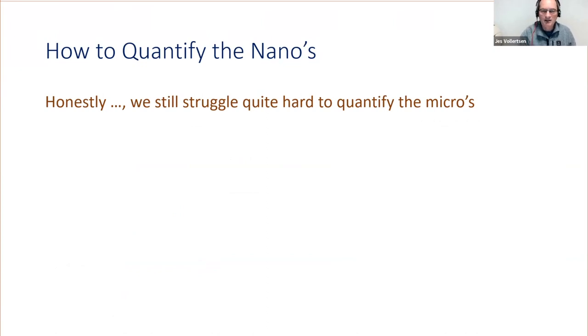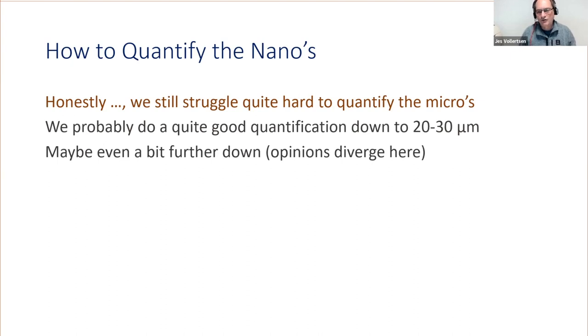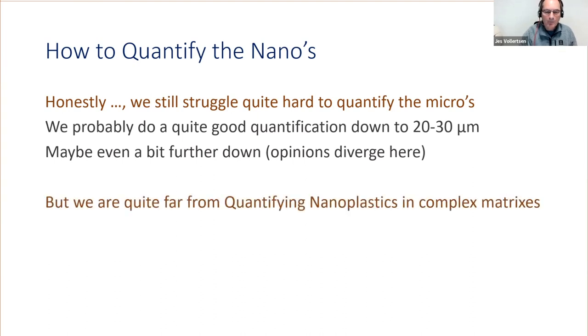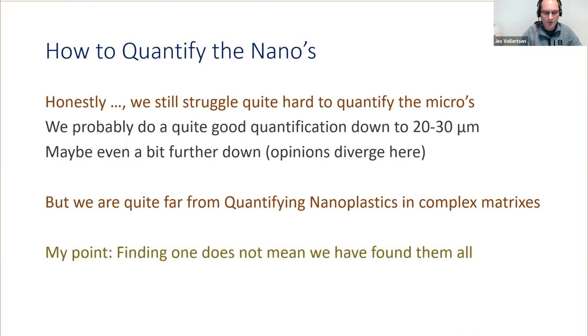We can do it down to a certain limit, maybe these 20 to 30 micrometers, maybe a bit further down, maybe 10 micrometers. But below that, we really get into problems in terms of quantification, not detection. We can always see smaller particles, but we cannot quantify how many there are. And quantifying nanoplastics in complex matrices, forget it. We're not able to do that, and nobody has been able to trustworthily quantify nanoplastics in complex matrices. It's really super complicated, and I think we have a long way to go before we get there.